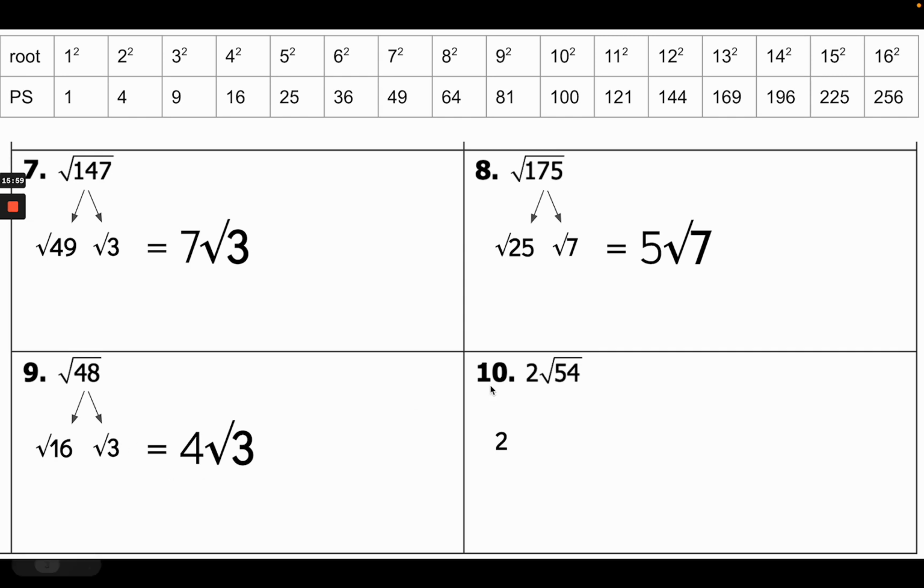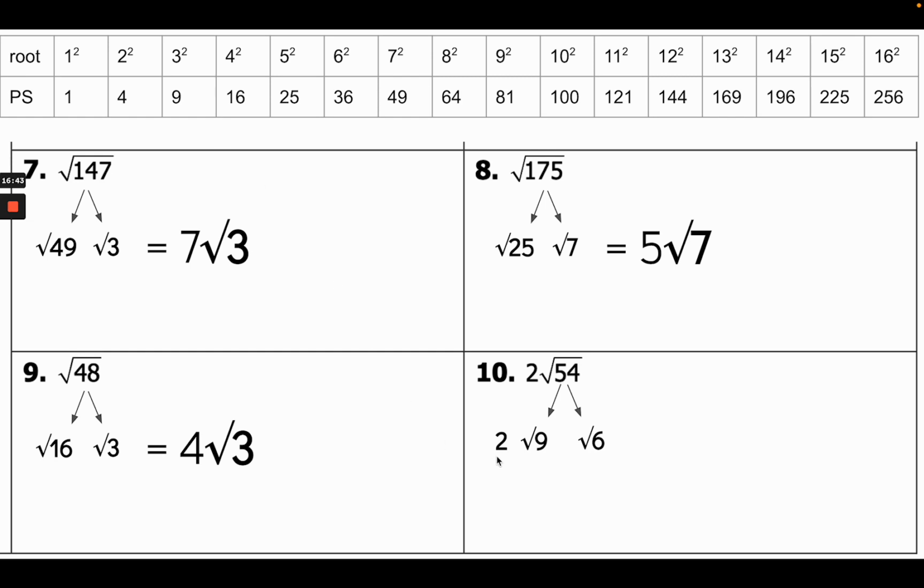Okay, for number 10, we have this example, 2 times the radical 54. 2 times the square root of 54. Again, this is a non-perfect square. And so just like we did previously in the examples at the top, I'm going to bring what's outside of the house down. And then I'm going to decide what can go into 54. The biggest number that can go into it evenly is 9, because 54 divided by 9 is 6. So I'm going to split it up into root 9 and root 6.